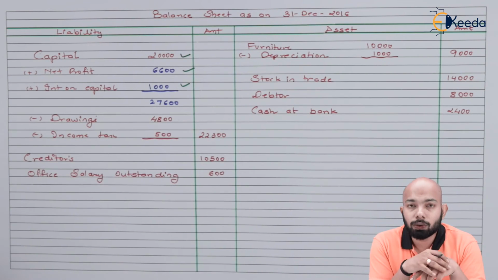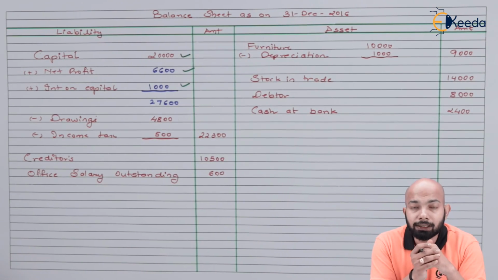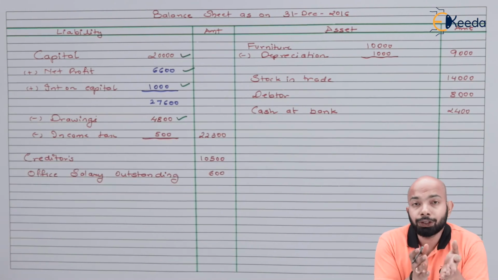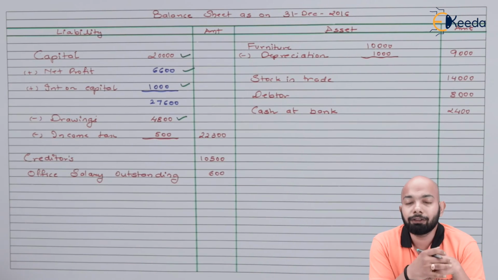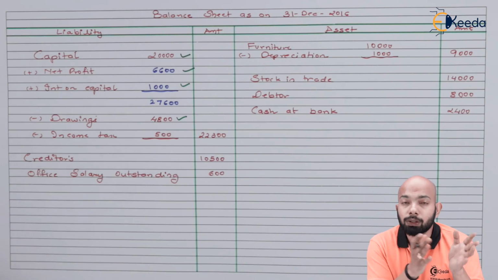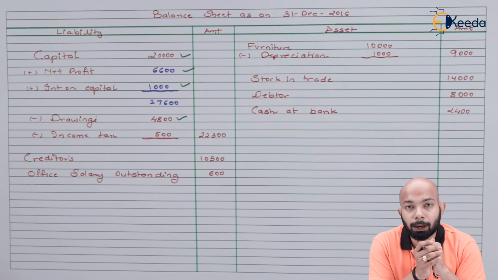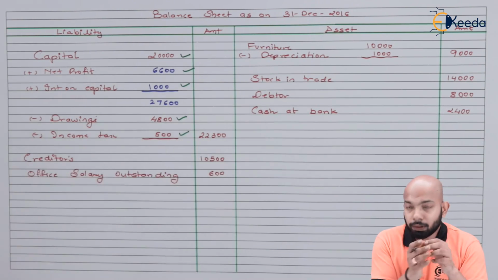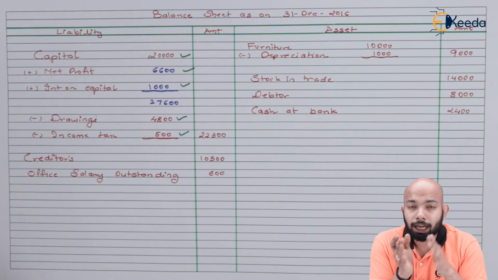Total comes to 27,600. But from that amount, we have to subtract the drawings first of all, because there were drawings mentioned in the trial balance amounting to 4,800. And the next part that we have to subtract is the income tax that was paid for Gen. 500 was the amount. So the total capital balance that comes on the outer column is 22,300, which has been figured out very easily.